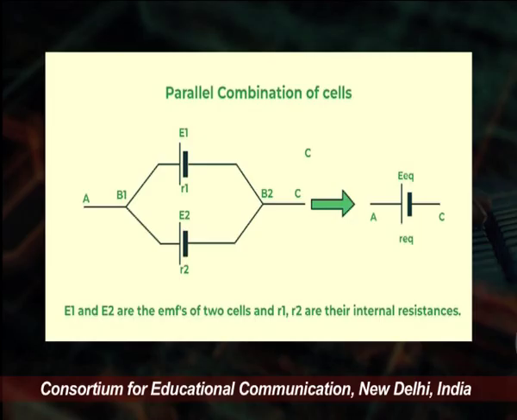So, parallel combination of the cells, here E1 and E2 are the EMF of the two cells as well as R1 and R2 the internal resistance. You can see A is the terminal and the next terminals are B1 and B2 and C. In the previous case we had B only, but as they are connected in parallel combination, we are having B1 and B2. So, again the final result is AC. Internal resistance is R1 and R2.